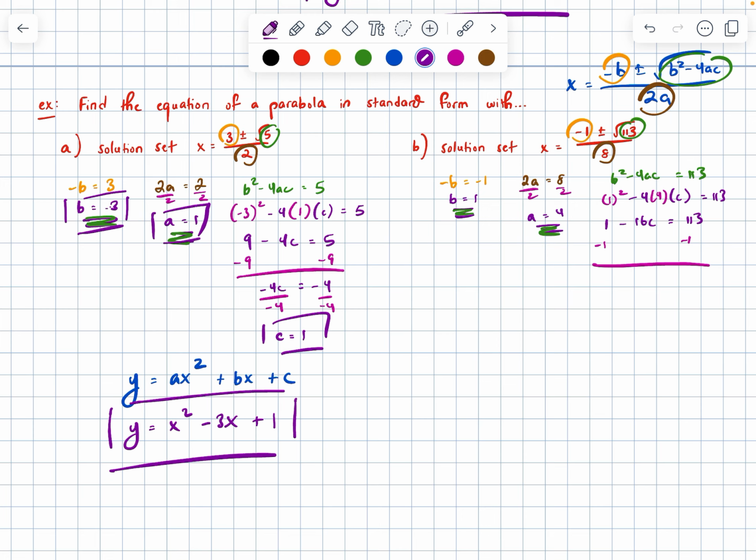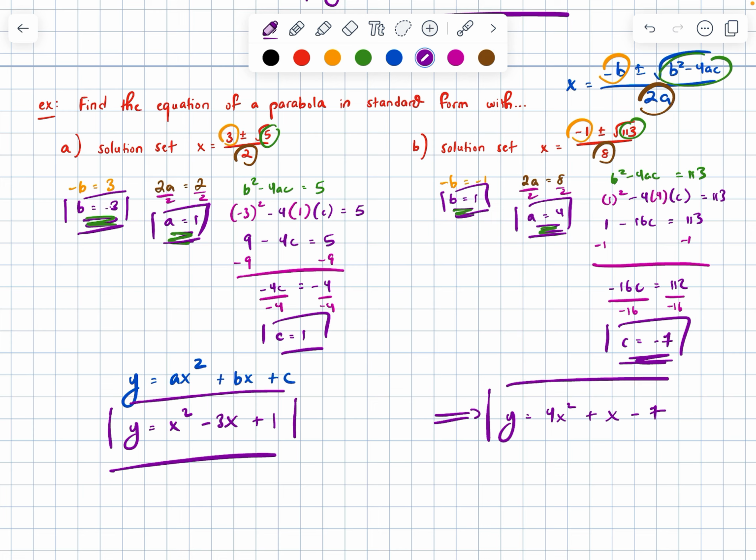Now to get c by itself, normal inverse operations, I'm going to subtract 1 from both sides to reveal that negative 16c is equal to 112. Dividing both sides by negative 16 reveals that c is equal to negative 7. So I've got a value of c, I've got a value of b, I've got a value of a. Slotting everything into place tells me that my equation should be y equals 4, for a, x squared plus b, which is 1, so I'll just write this as an invisible 1 x, plus negative 7, which I'll write as minus 7 at the back.